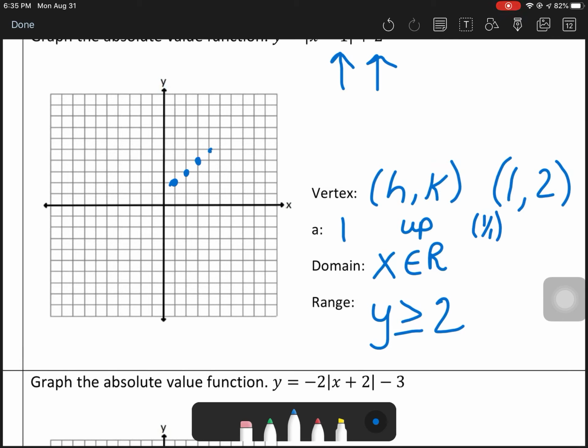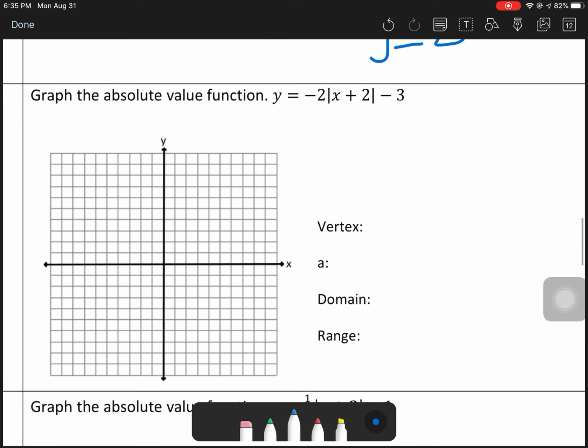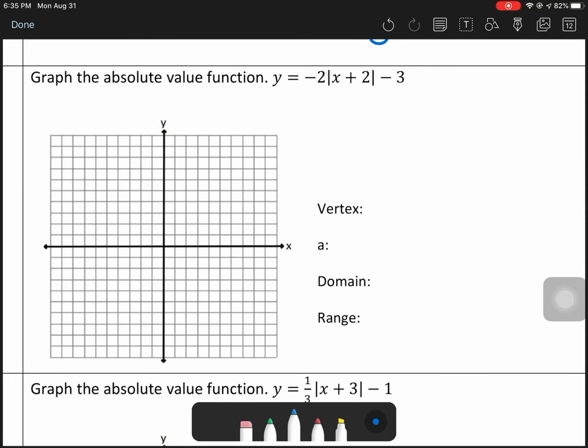Because an absolute value function makes a V, it is symmetrical, meaning the left and the right are exactly the same. So all we have to do is go up 1, but this time we're going to go to the left 1, and we'll draw the other side of our absolute value function. And now we've graphed it. It is a V.